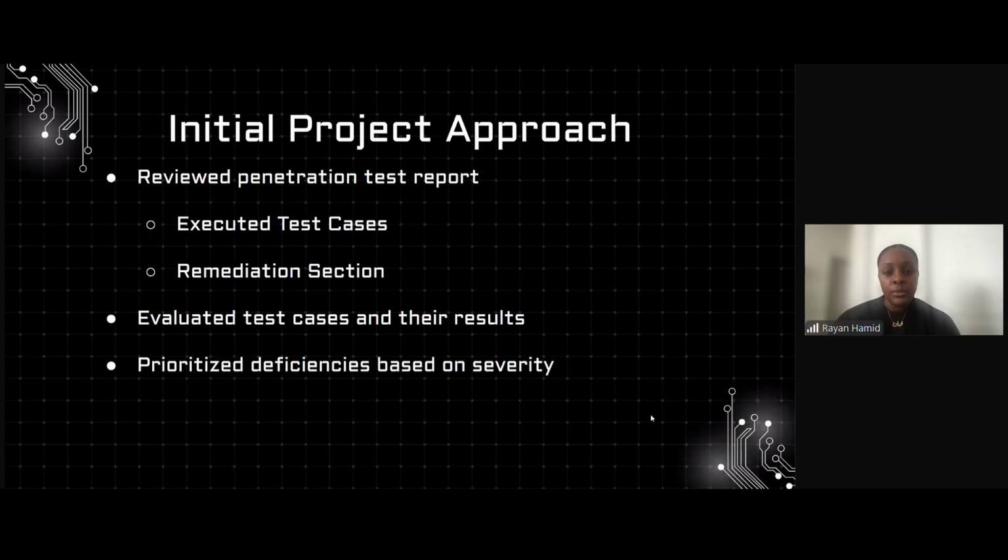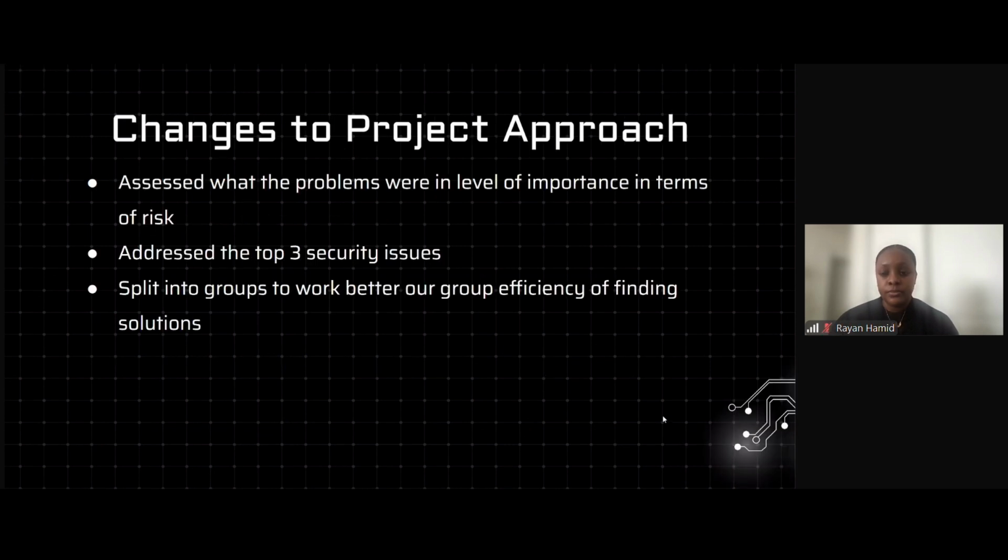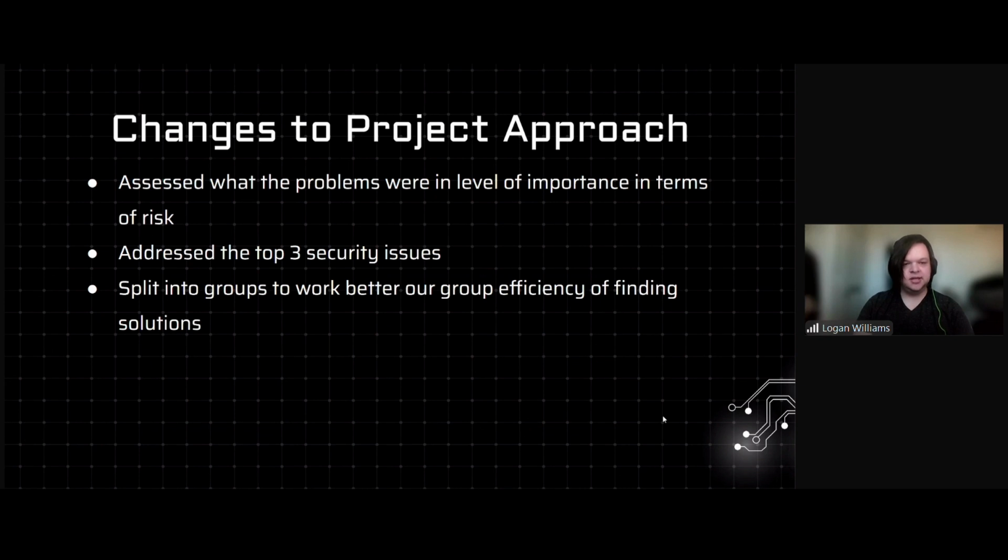Our initial project approach was to review the penetration test report. This included executing test cases and the remediation section, also to evaluate test cases and their results, and prioritize deficiencies based on their severity. We adjusted our scope partially to focus instead on the top 3 security issues that we viewed as the highest priority. To that end, we broke into 3 teams, 2 of 2 and 1 of 3, to work on each of these top 3 security issues to develop a remediation.